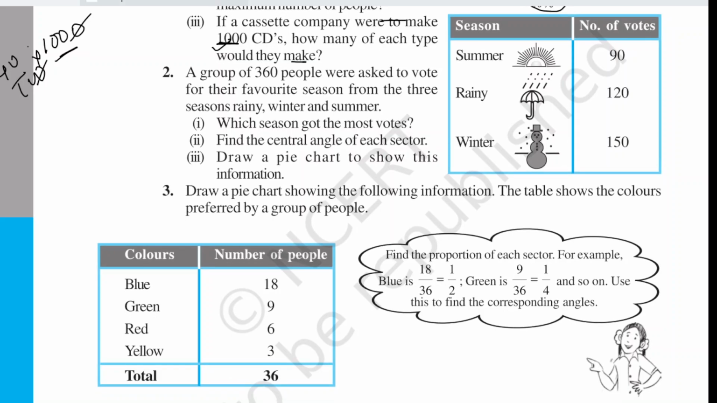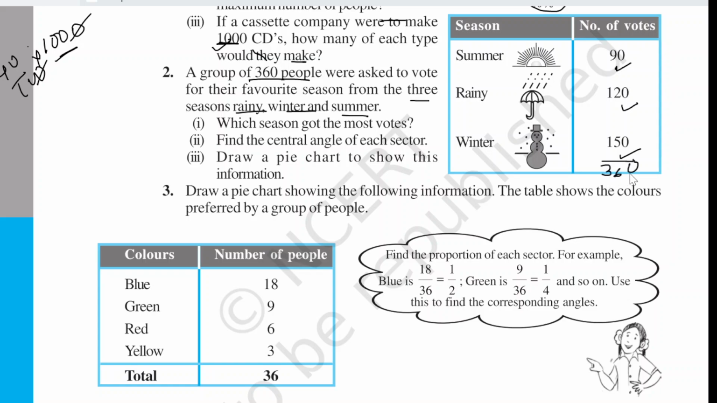A group of 360 people were asked to vote for their favorite season from the three: rainy season, winter season, and summer. Suppose 360 people were surveyed and asked to vote for their favorite season. After counting the votes, we found that out of 360, 90 people opted for summer, 120 people opted for rainy season, and 150 voted for winters. So in total, if we add up, it is 360.